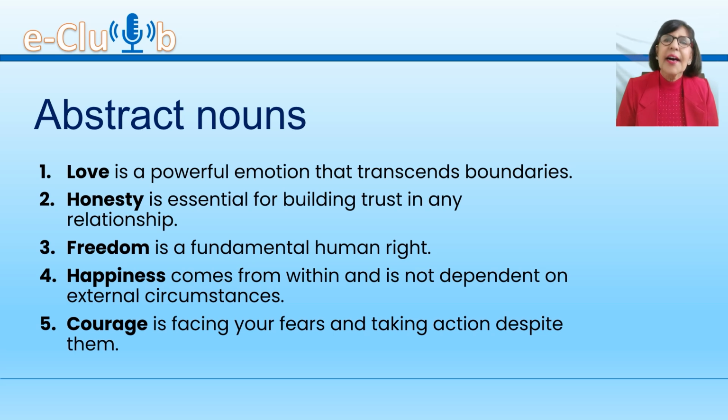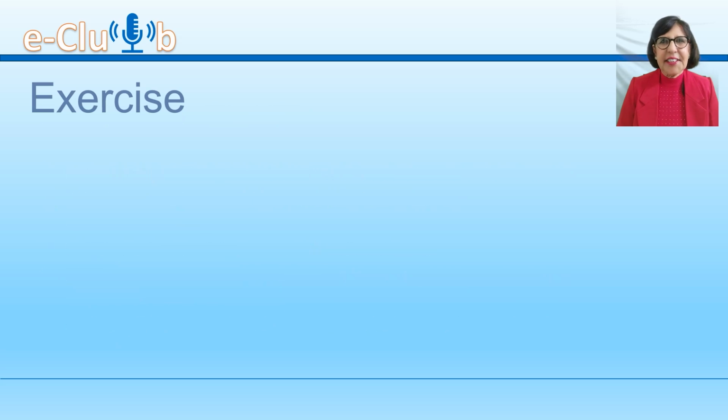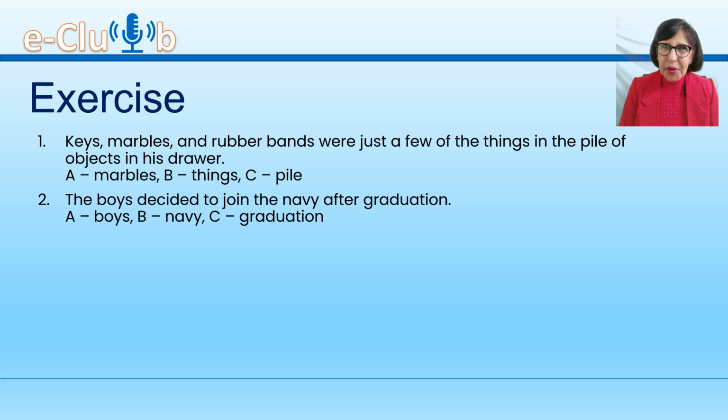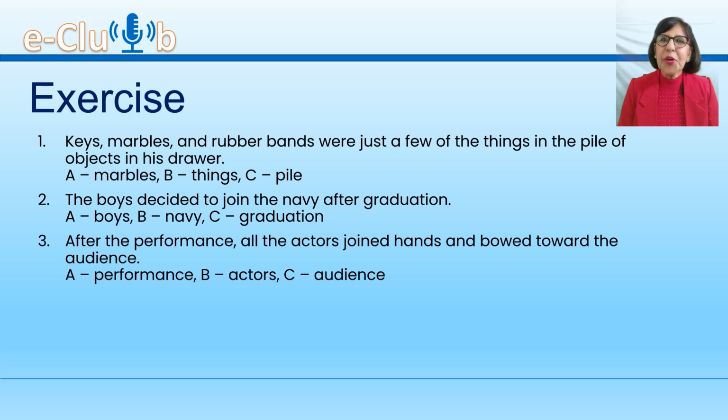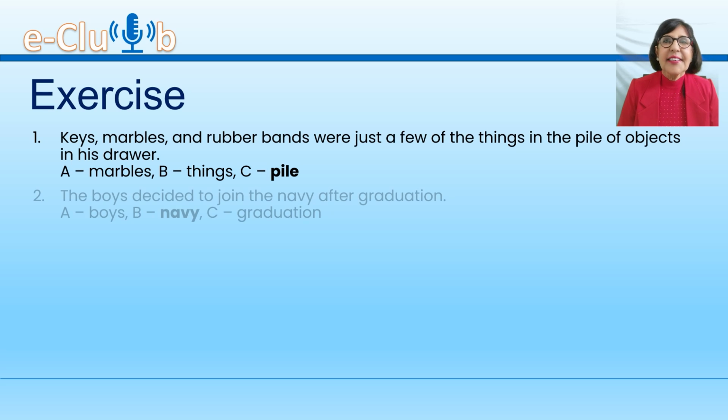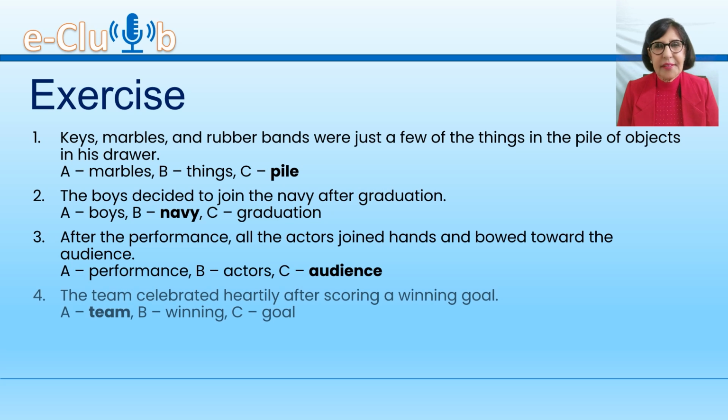Now, in these examples, love, honesty, freedom, happiness, and courage represent feelings and emotions that do not have a physical form. In the next couple of slides, we have a few exercises for you on collective and abstract nouns. In this exercise, identify the collective noun. Please pause the video and then check your solution once you have attempted the questions. The correct answer is highlighted in bold.